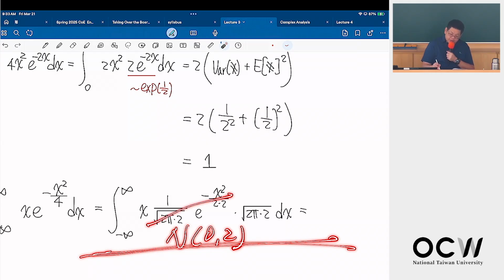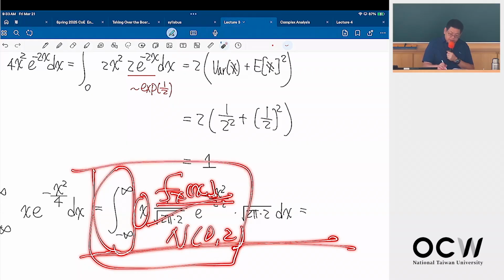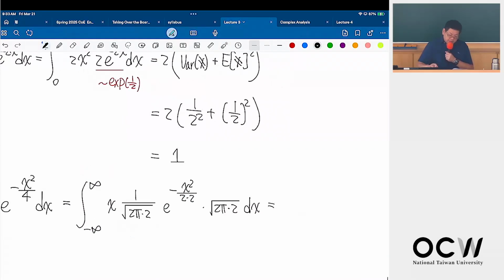Here you can see that this is the PDF, right? So we consider all possible outcomes times your PDF, and this term will be your expectation. Now this is the expectation of your Gaussian distribution. Then the mean is 0. So actually this integration is just 0.